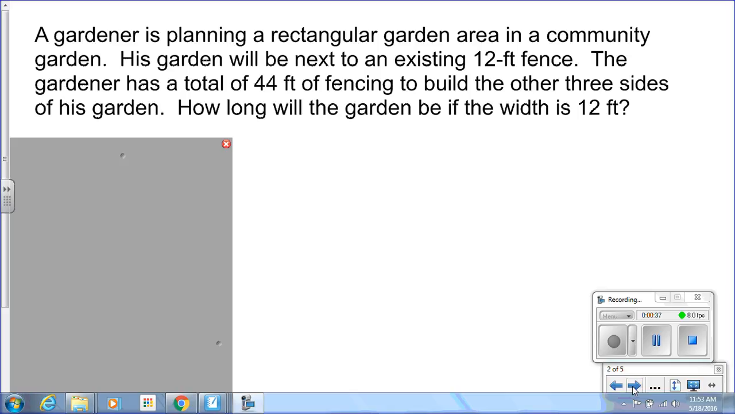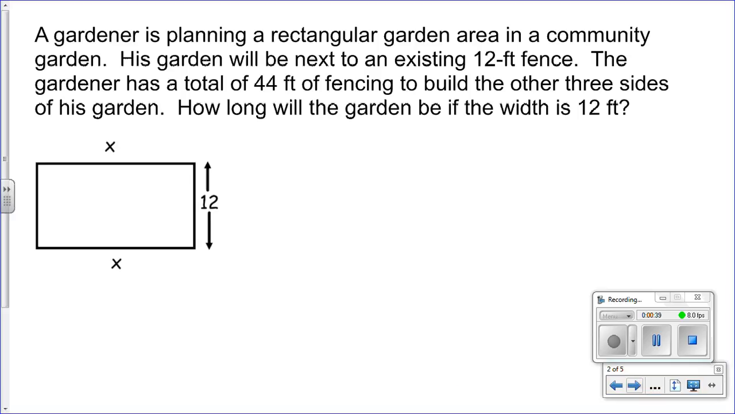Okay, so we sketch a picture. So we draw a rectangle. We know the width is 12 feet. And then we also know that one side already has a fence. Okay, so this side already has the fence. So I know that x plus 12 plus x has to total 44 feet. When we're talking about perimeter or fencing going around the outside of something, we are talking about adding all those sides together. Okay, so I set up my equation.